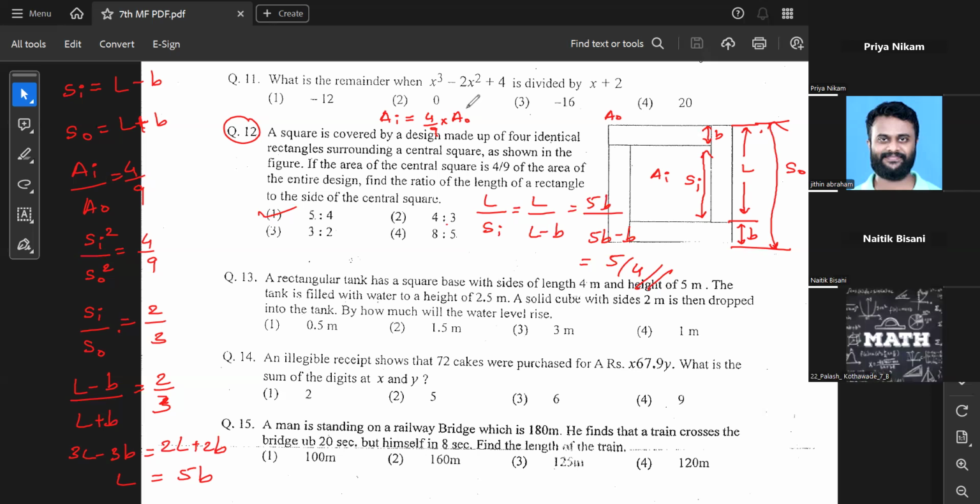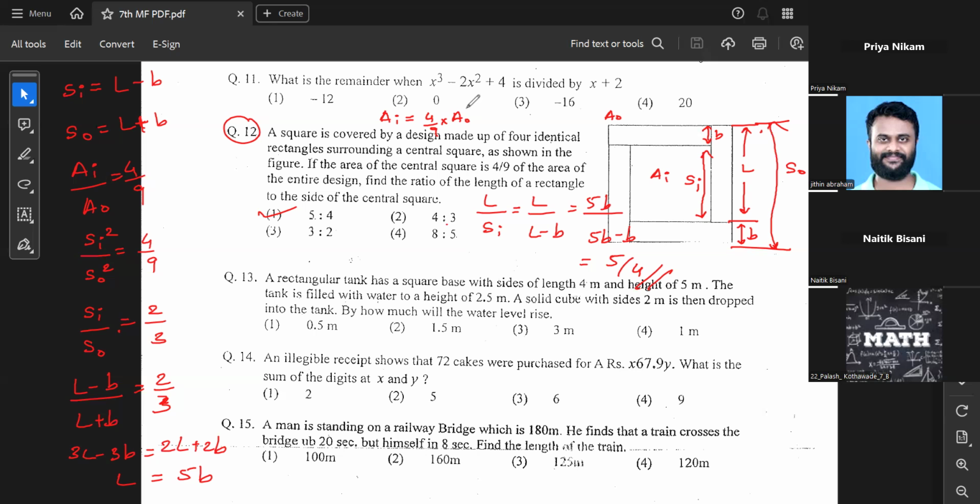Sir, I did it like now S1 square divided by SO square is equal to 4 by 9. So then we wrote S1 by SO is equal to 2 by 3. So I took those values, S1 as 2 and SO as 3. Then the breadth becomes 0.5. Now to calculate the length, I just did 2 plus 0.5 is equal to 2.5. So 2.5 is the length of the central, which is 2. So that's how I calculated it.